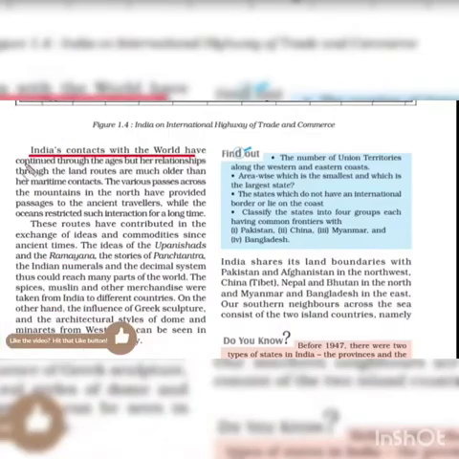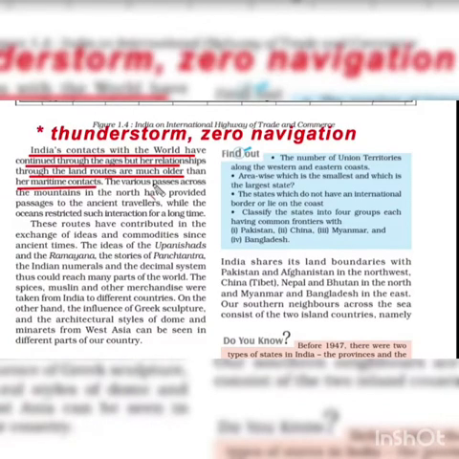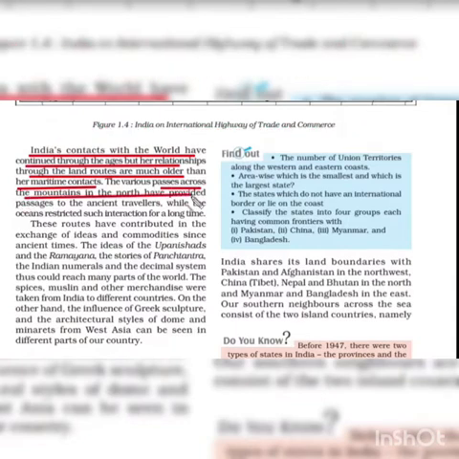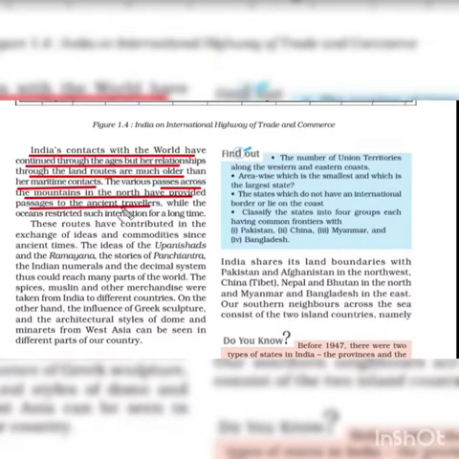India's contacts with the world have continued through the ages, and the relationship through the land routes is much older than the maritime contact. The ocean was a very restricted and scary way of interacting with other countries. So travelers often took the land route, passing through the mountains in the north, like for example how Fahian came to India from China, and other Persian dealers. So India has always been in touch with the world from ages, and it is not something that is new. All these land routes have contributed to the exchange of ideas and commodities since ancient time.